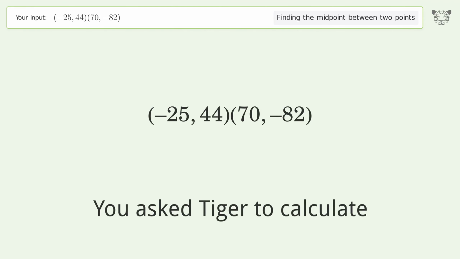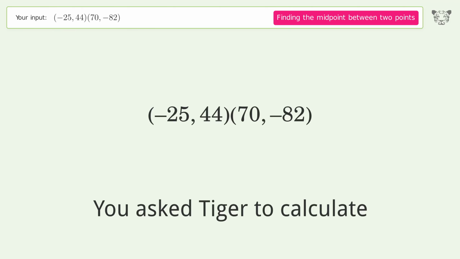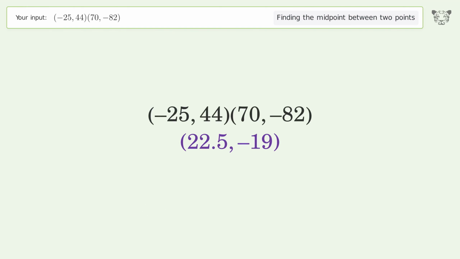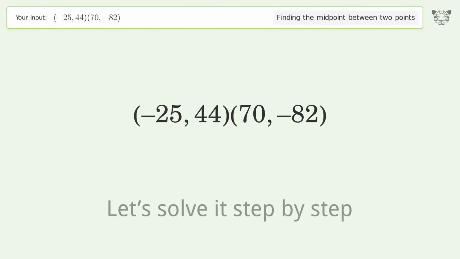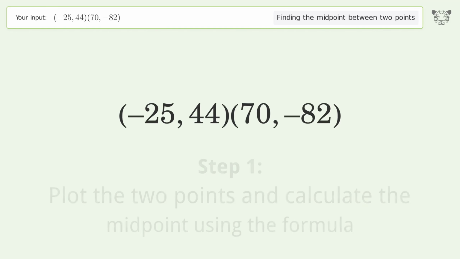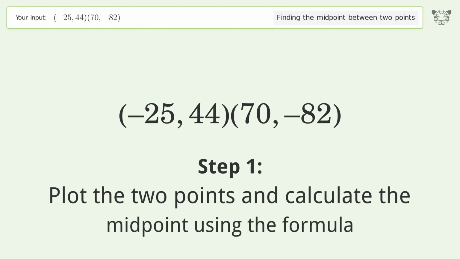You ask Tiger to calculate. This deals with finding the midpoint between 2 points. The midpoint between the 2 points is 22.5, -19. Let's solve it step by step. Plot the 2 points and calculate the midpoint using the formula.